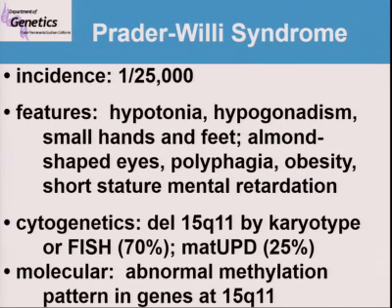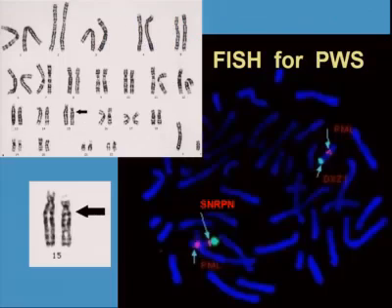And from a cytogenetic standpoint, they may have a deletion on chromosome 15, the long arm of 15, that you can see either on a routine karyotype or more successfully by fluorescence in situ hybridization. I'll show you that in a minute. 25% of them may have uniparental disomy, where they have 2 copies of the maternal chromosome 15 and no copy of their father's chromosome 15. And then others may have abnormal DNA methylation patterns on 15q. So I'll explain all that in just a minute.